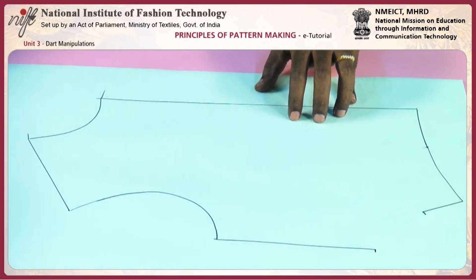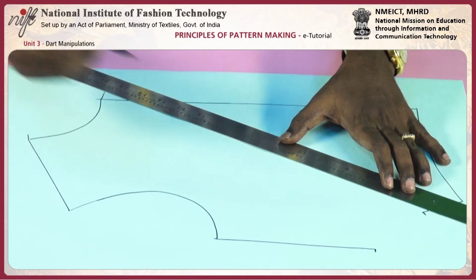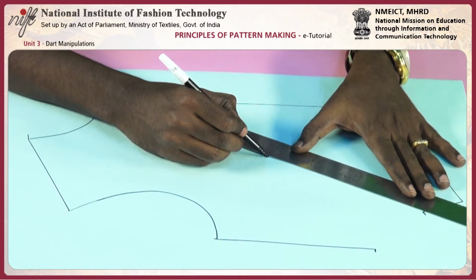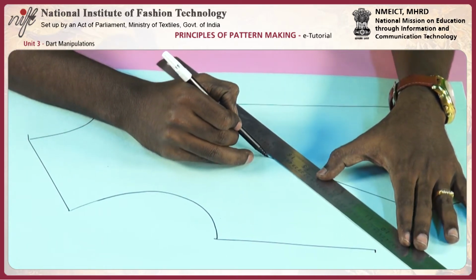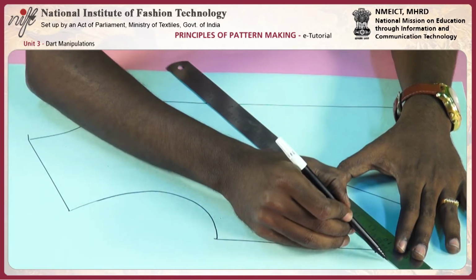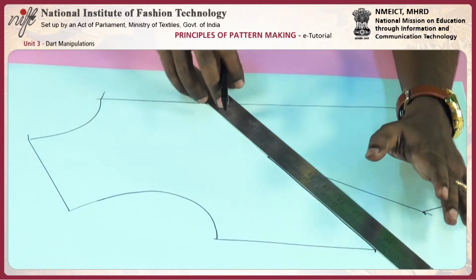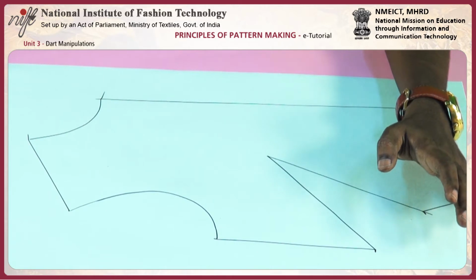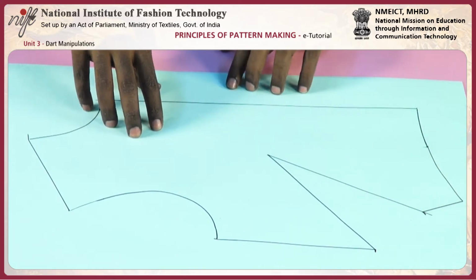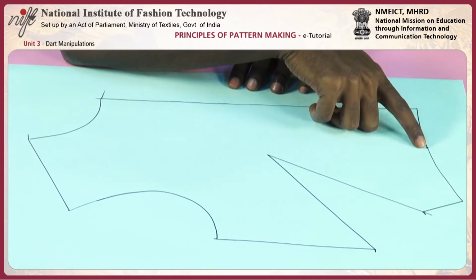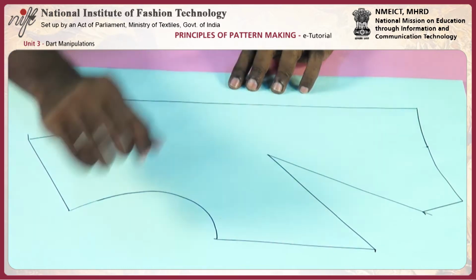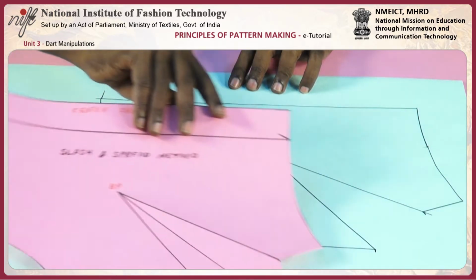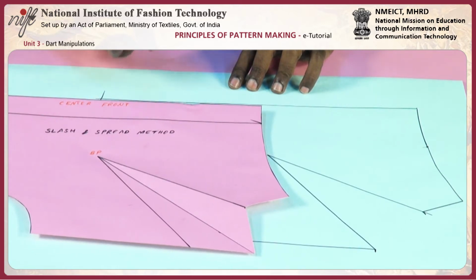Now remove the pattern, connect dot point to bust point. Now we transfer waist dot to French dot by using pivotal transfer method. You can compare this pattern with slash and spread method.